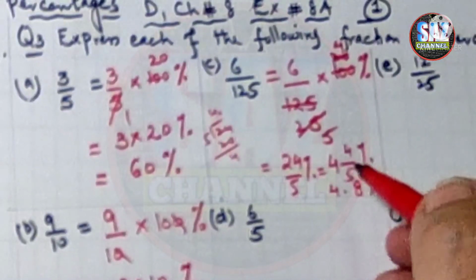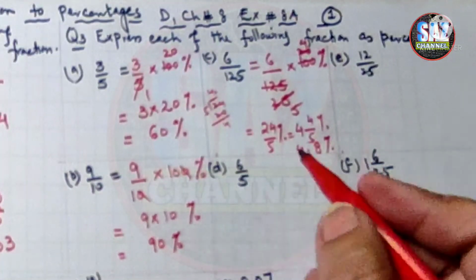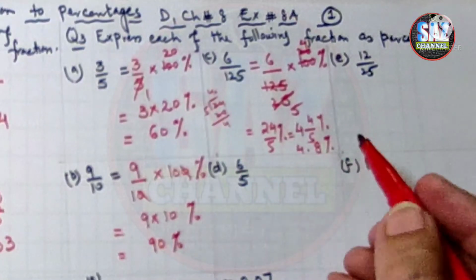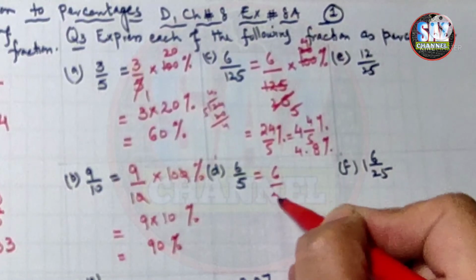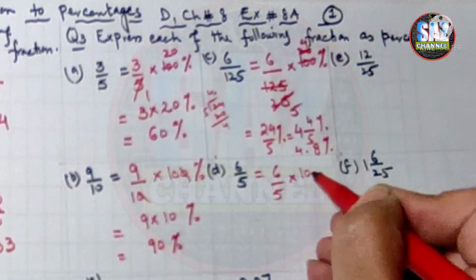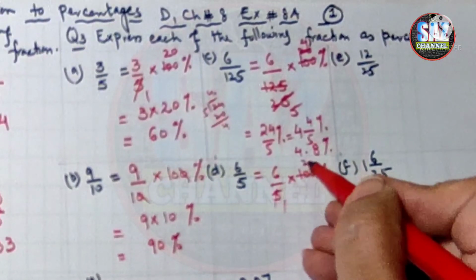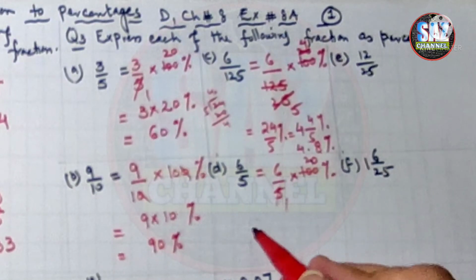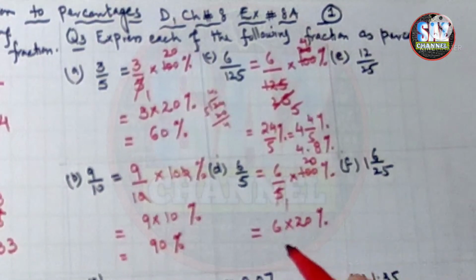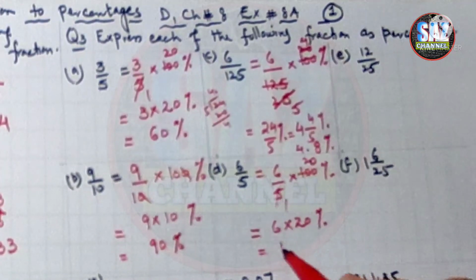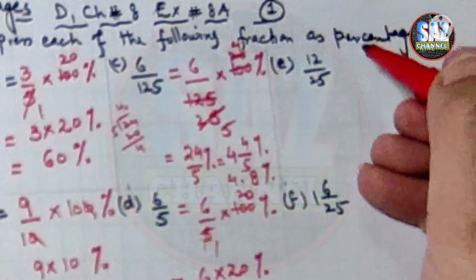Okay, and then the next part of question number 3 is 6 by 5. In order to convert 6 by 5 to a percentage, what do we have to do? Simply multiply it by 100%. Read the table. 5 how many times? 20, and 6 times 20 gives me 120%. And the next part is 12 by 25.